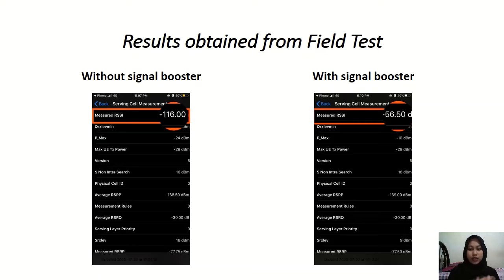So, based on the figure, in these two figures, without the signal booster, the measured RSSI is negative 16 dBm, and with the signal booster, the value of RSSI is negative 56.50 dBm. Okay, you can see from the previous slide, the higher the value of dBm, the stronger the signal strength. So it means that the signal booster in this project is working.